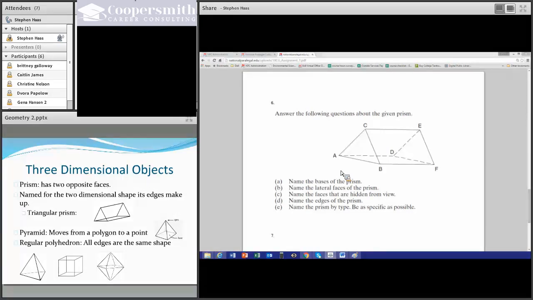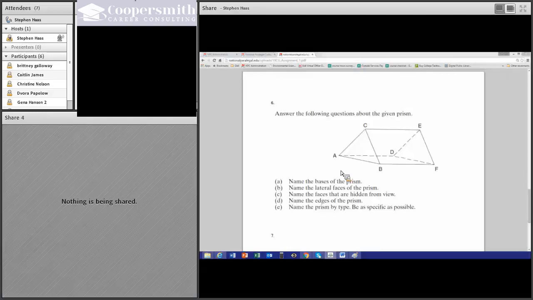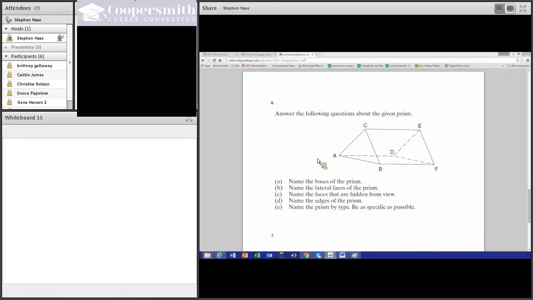Okay, the bases of the prism. What does a base mean? Generally speaking, what is a base? A base is the bottom, that's right. Over here, I think it should be fairly self-explanatory what the bottom is. What shape is the base? The base is not a triangle. Think about what it is sitting on. It's a rectangle, that's right.